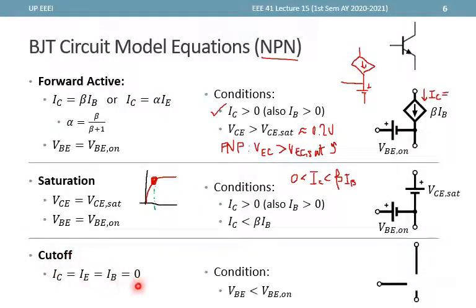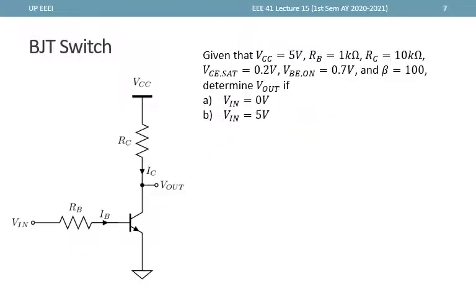Now for cutoff, both junctions are reverse bias, so the currents are approximately 0. So we'll just replace everything with an open circuit. But what we'll have to check is that VBE must be less than VBE on. And otherwise, it's either we are in the forward active or saturation. So now let's discuss some examples.